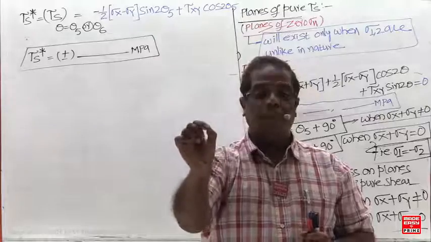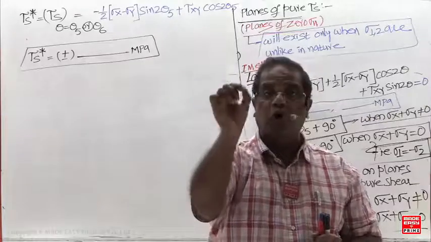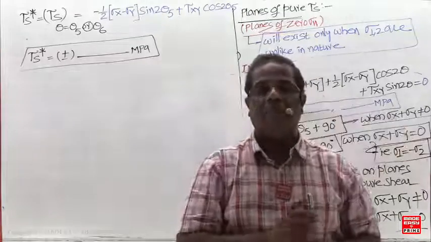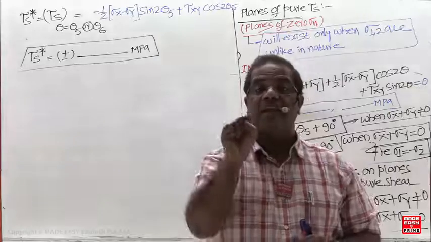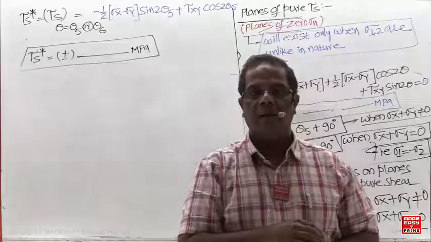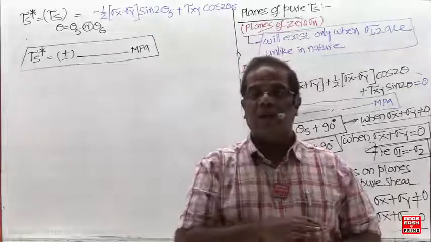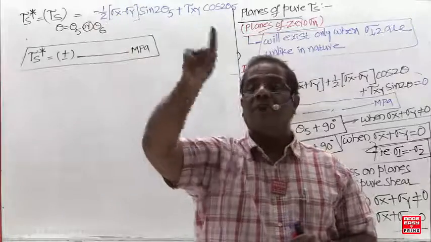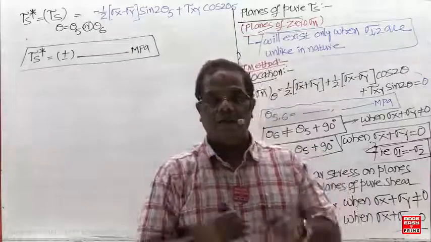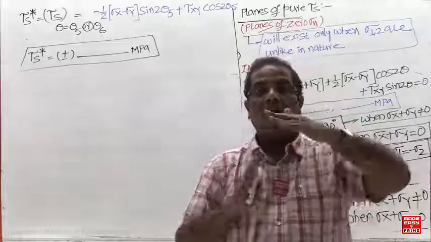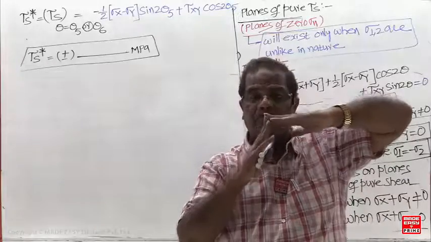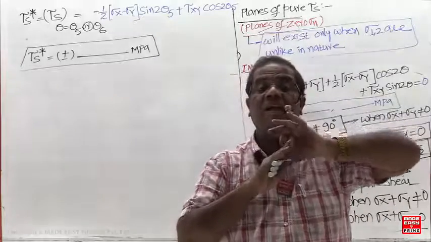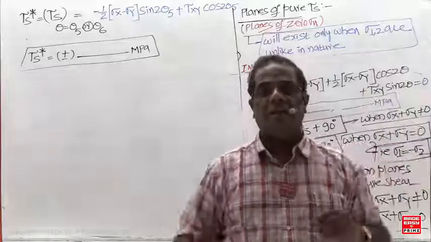Always on two complementary planes, which are two mutual perpendicular planes, shear stresses are equal and unlike. But the vice versa is not valid. What is the vice versa? When shear stresses are equal and unlike, they are complementary planes. The reverse is not valid. So I am repeating: always on two mutual perpendicular planes, shear stresses are equal and unlike in nature.